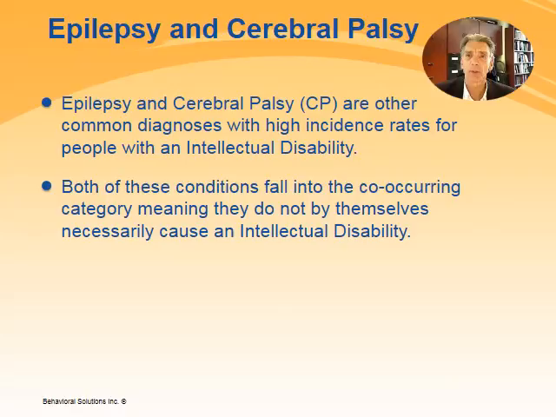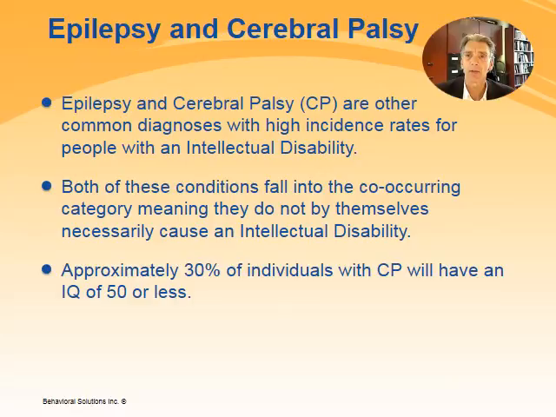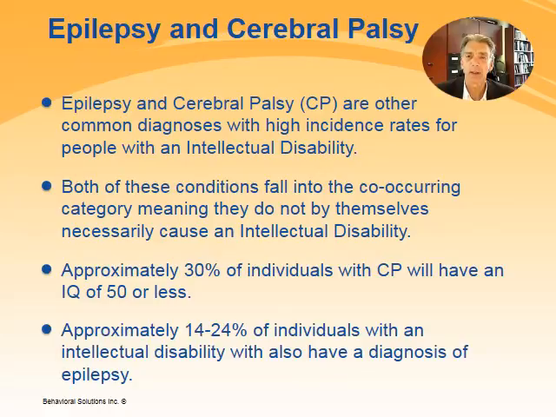Many individuals with severe to profound intellectual disabilities will also have CP and/or epilepsy. Approximately 30% of individuals with CP will have an IQ of 50 or less. Between 14 to 24% of children and adults with an intellectual disability will have epilepsy. In fact, it will not be uncommon for an individual with a severe to profound intellectual disability to have both CP and epilepsy.